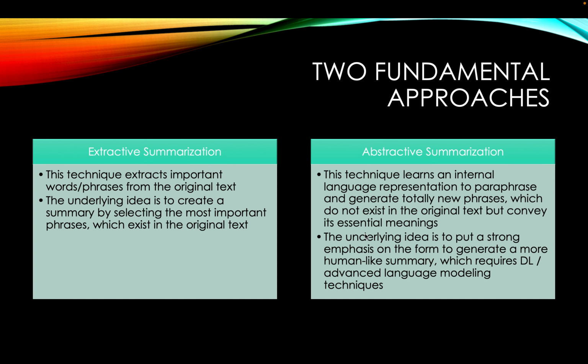in the original text. Whereas the abstractive summarization technique learns an internal language representation of the raw text to paraphrase and generate totally new phrases which do not exist in the original text, but convey its essential meaning and information. The underlying idea is to put a strong emphasis on the form, to generate a more human-like summary, which requires deep learning and advanced language modeling techniques.